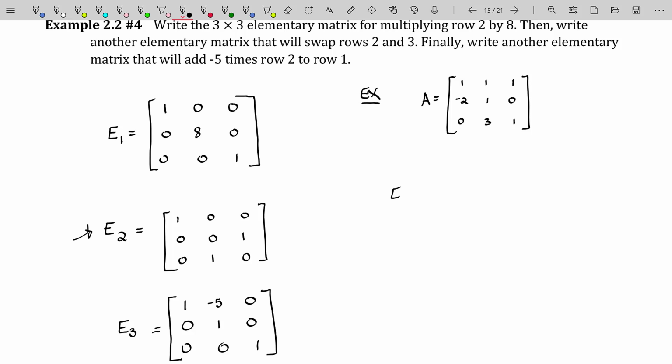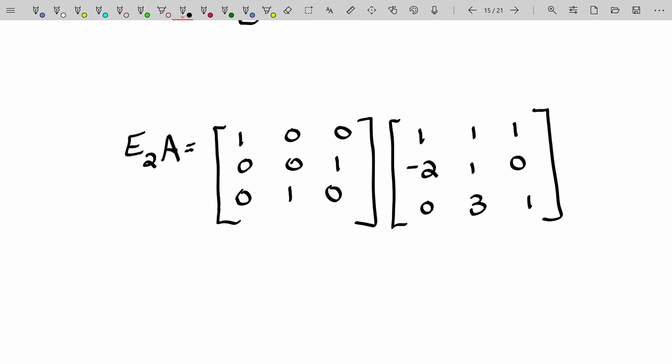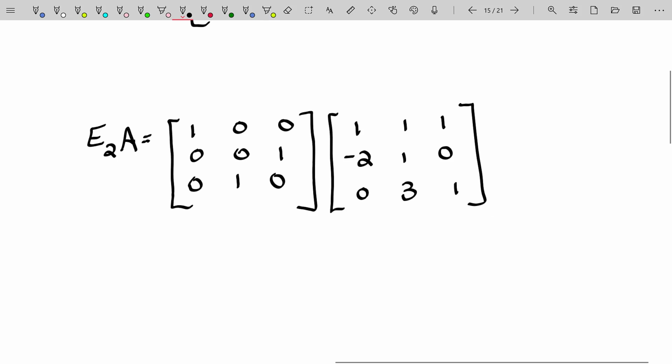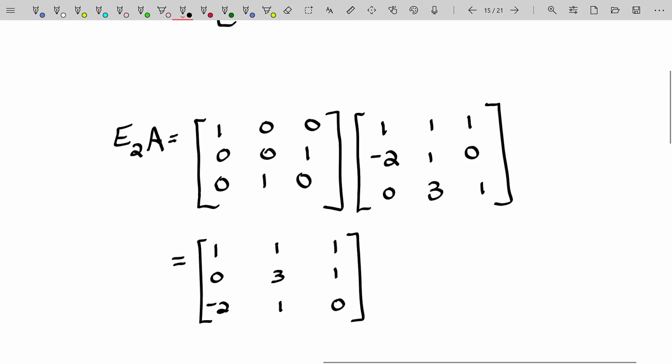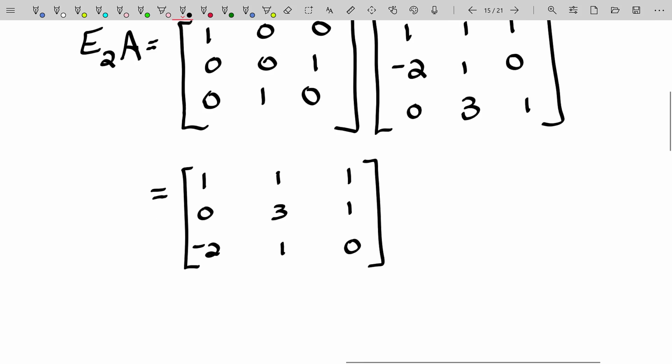So if I take a look at E2 times A, and it has to be left multiplication by the elementary matrix E sub 2, you'll see the result is this matrix right here. And I did actually go through and make sure I was doing the mathematics, but really in the end, it doesn't look like I did it, but I swear I did do the mathematics.